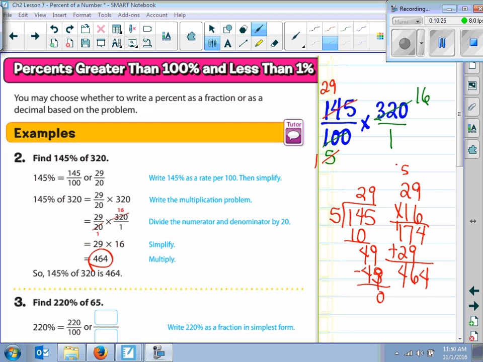464 what? Oh wait, there's no label on this. It's just a problem. So a little correction on my long division. I brought down a 5, but I wrote 9 down there, and I should have written 5. Good catch. Who caught that? Zachary and Bryce.